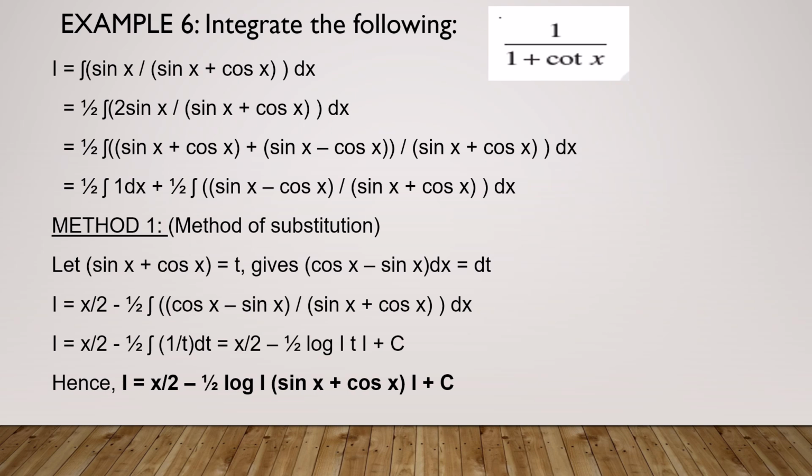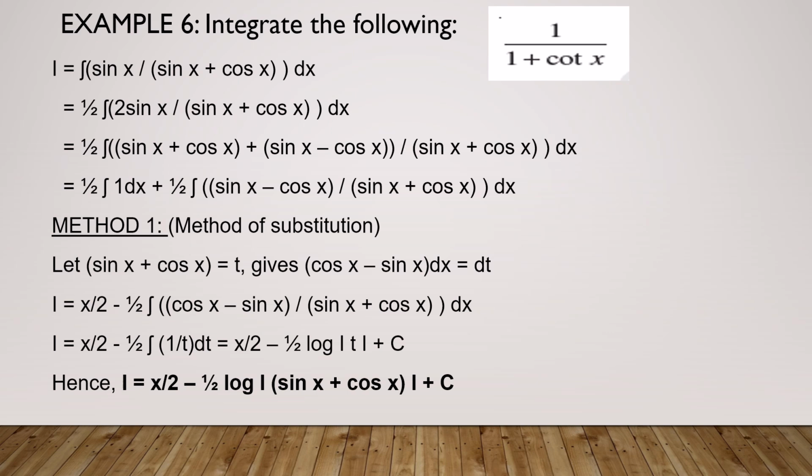Now again this 2 sin x you write as sin x plus sin x. But how will I write this? Sin x plus cos x plus sin x minus cos x upon the denominator sin x plus cos x. So now I have made two terms. First term is sin x plus cos x upon sin x plus cos x, that is 1. And the second term is sin x minus cos x upon sin x plus cos x.